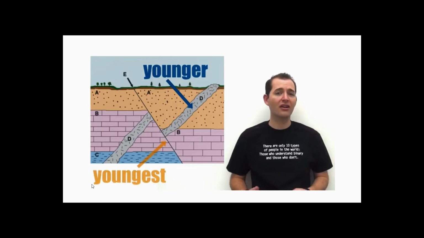All right, so the basic idea of cross-cutting features is that anytime something goes across or through all those layers, old on the bottom, young on the top, if something goes through them, we're saying that thing that goes through them is younger. So you can see they're pointing younger or youngest with the things that are happening.